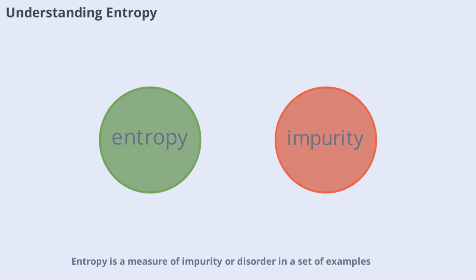Entropy is a measure of impurity or disorder in a set of examples. In decision tree learning, entropy helps quantify how mixed a collection of positive and negative examples is. If all examples belong to the same class, entropy is 0. If the classes are evenly split, entropy is 1. Most real-world datasets fall somewhere in between. By calculating entropy, we can determine how informative a particular attribute is for splitting the data.